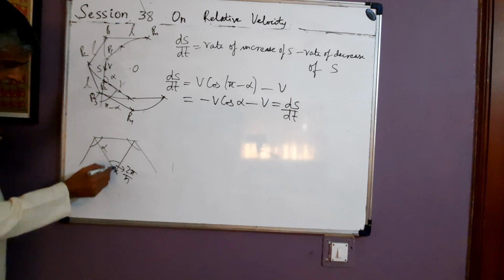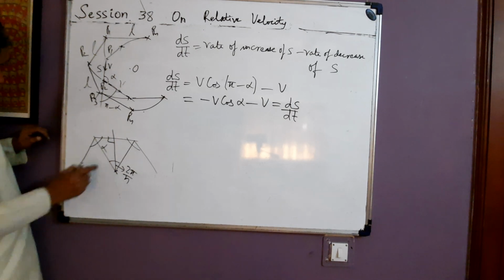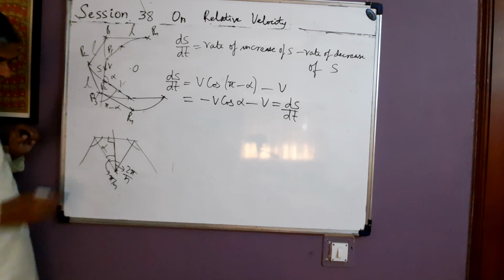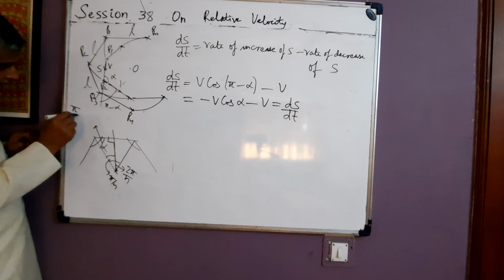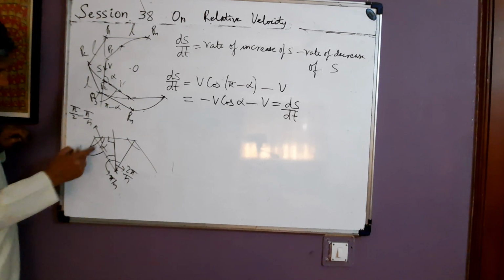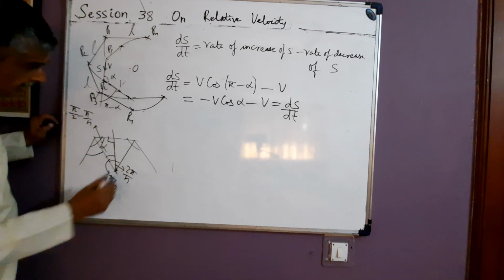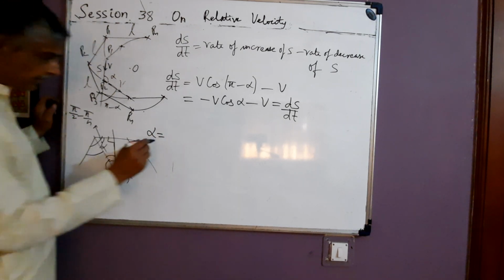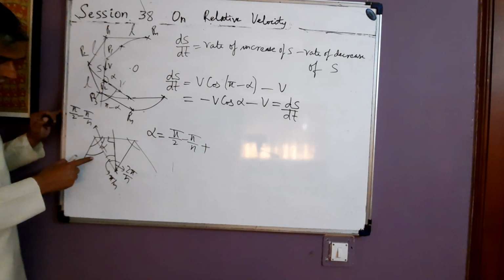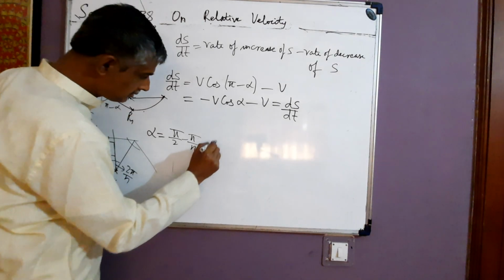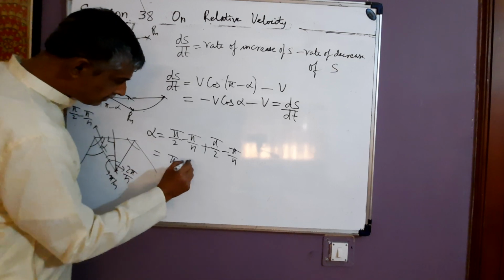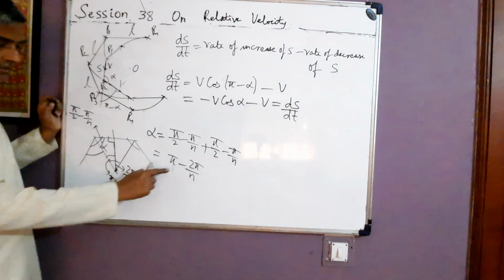Now, if we drop a normal, this is a right angle. This is 2 pi by n. This is the bisector of this angle, so this angle will be pi by n. So this angle will be equal to pi by 2 minus pi by n. This will also be equal to the same angle. So alpha will be the sum of these two angles: pi by 2 minus pi by n plus this angle, which will also be the same, pi by 2 minus pi by n. Pi by 2 and pi by 2 add up to pi, minus 2 pi by n. So alpha is equal to this much.